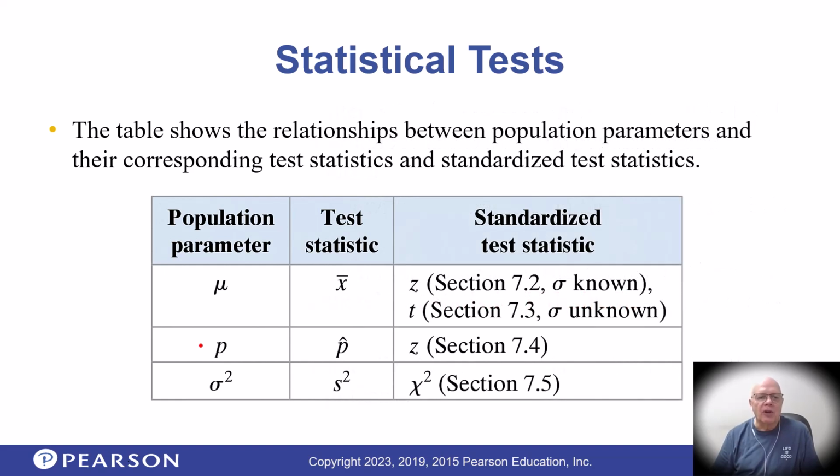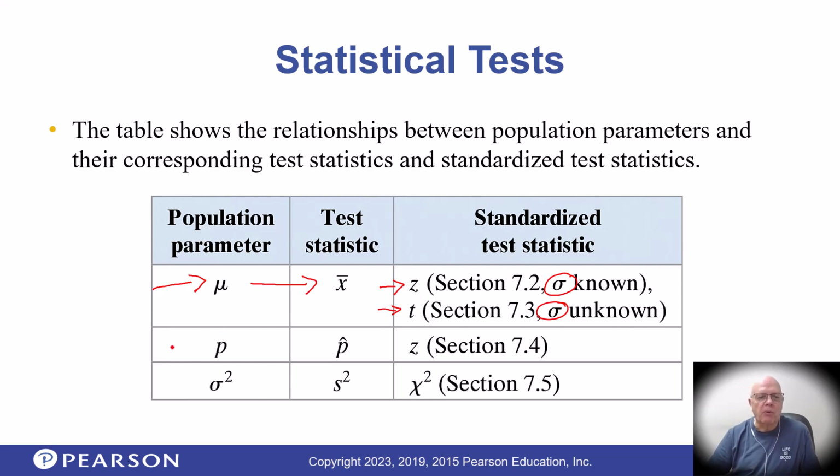So here are the relationships. And this is just a summary. If you want to know something about the mean, you're going to use X bar as your test statistic to decide whether you're going to reject the null hypothesis or not. If you know the standard deviation, you're going to use a Z test statistic. If you don't know the standard deviation for the population, then you're going to use a T test statistic.